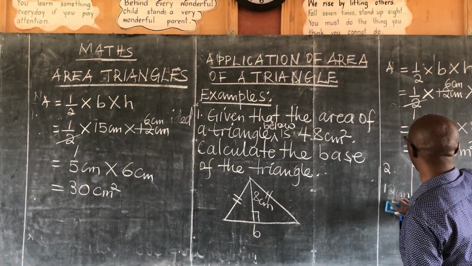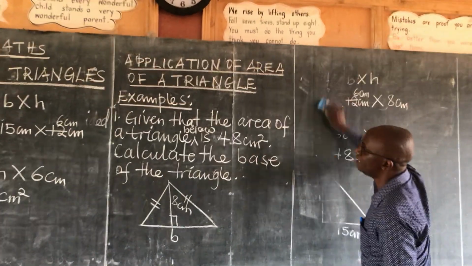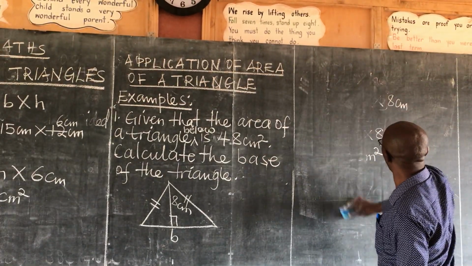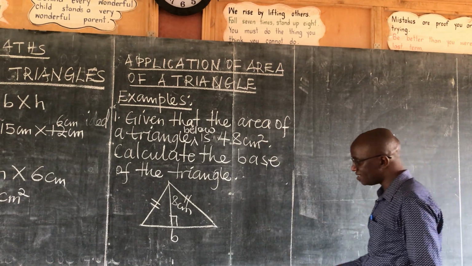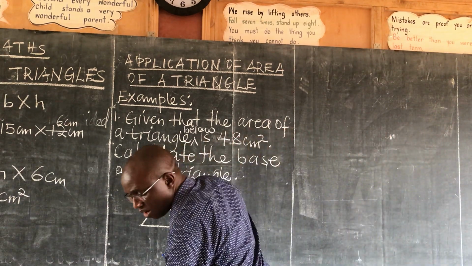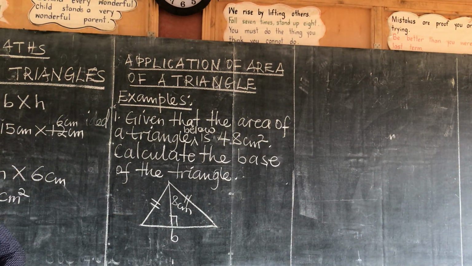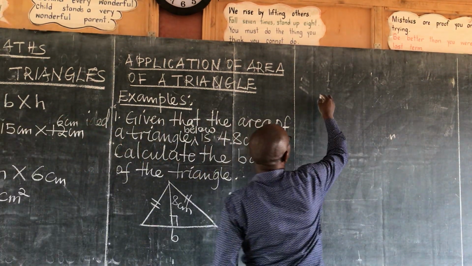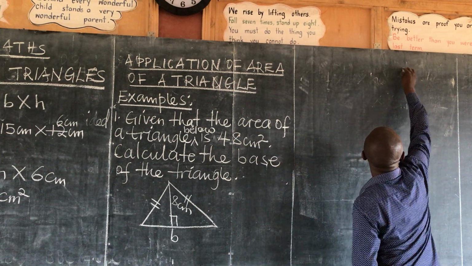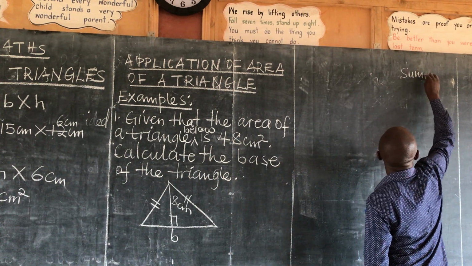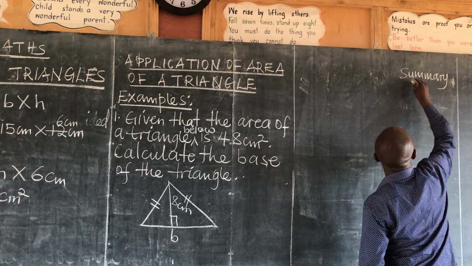So that is what I call application. They have given us the height of the triangle. They have given us the area of the triangle. So now this is what we are being given. I am going to write a summary of what I have. A summary is very important. This is a summary of my question.